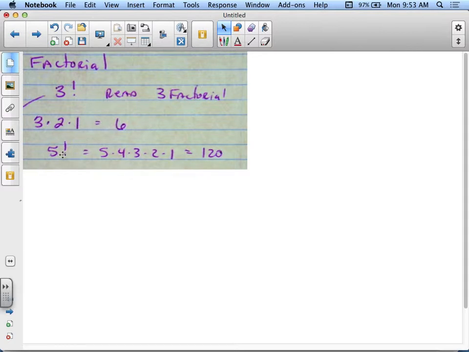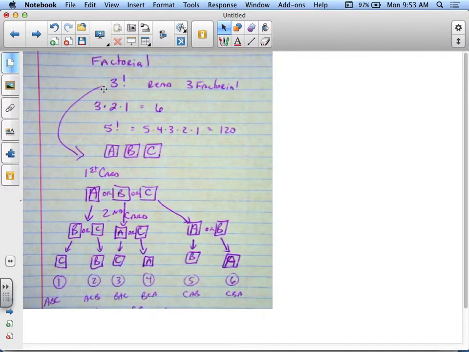So if I were to give you 5 factorial, that would be 5 times 4 times 3 times 2 times 1, which would give you 120. Now, the reason we need to know this is because that's going to lead into permutations here in a second. All right, factorial. 3 factorial, like I said, was 3 times 2 times 1.